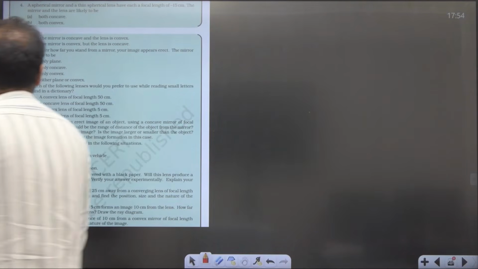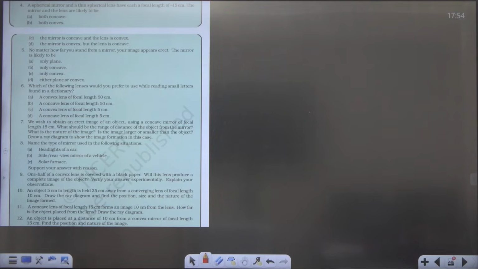Then a spherical mirror and a thin spherical lens each have a focal length of minus 50 centimeter. The mirror and the lens are likely to be. Remember, focal length negative means what kind of lens? Concave lens. A concave lens is similar to which mirror? I hope it is like a convex mirror. The mirror is convex, but the lens is concave. So what is the correct answer?